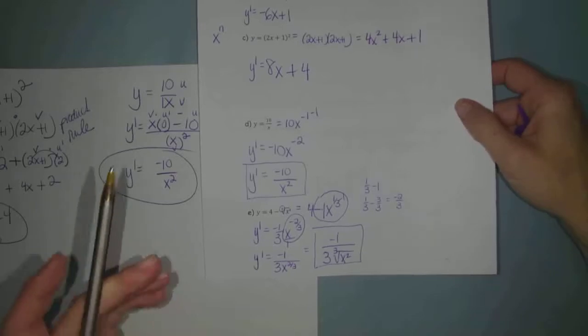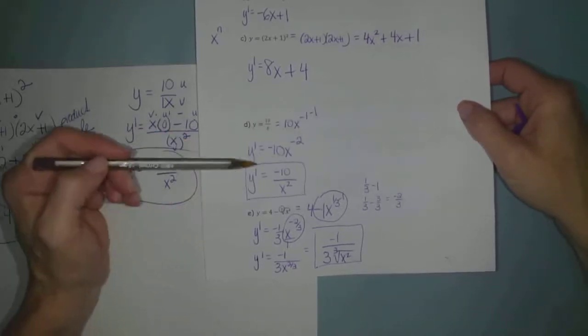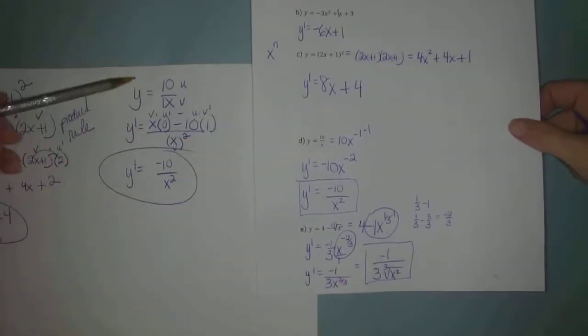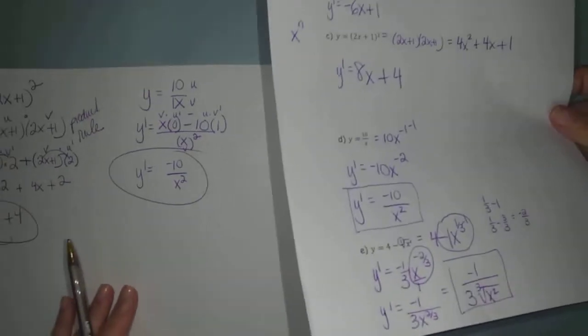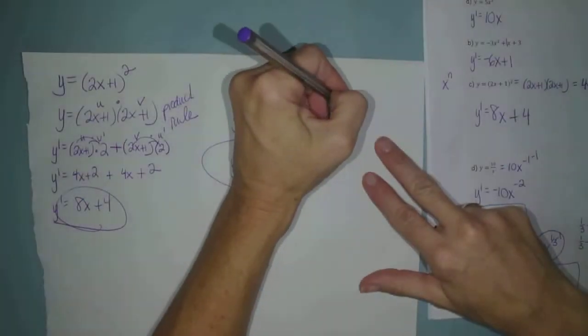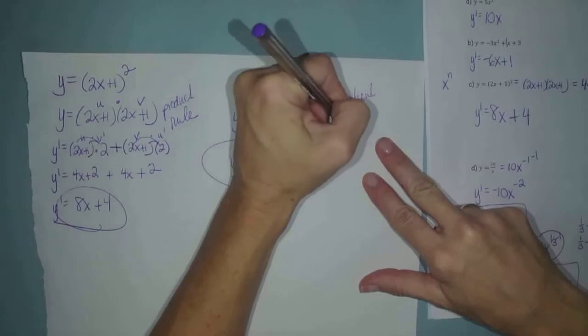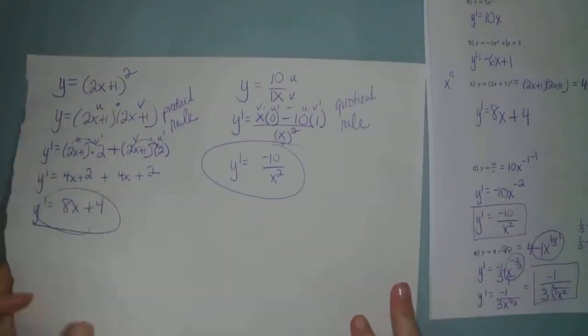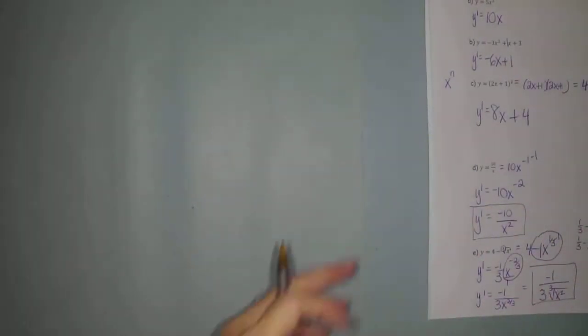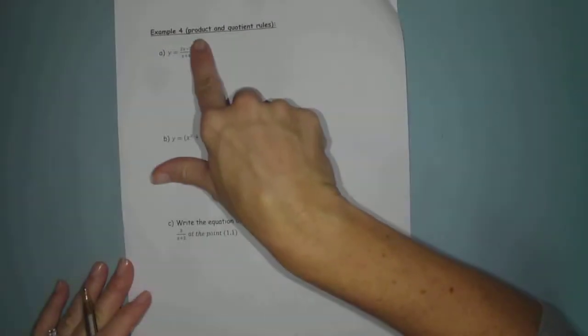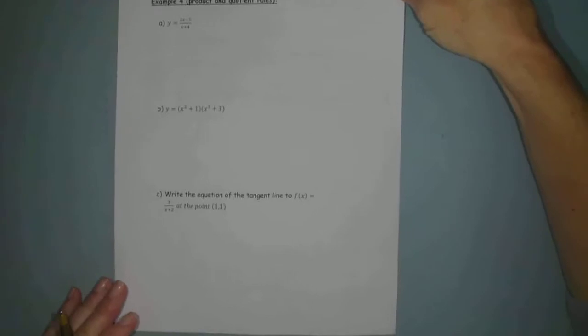But now we have alternatives. So sometimes it may strike you, hey, I'm just going to bring it up and use the power rule. Sometimes your brain might take you the quotient rule route. These are more rules to find derivatives faster. Okay, in the packet, we'll finish up the packet by using the product and quotient rules to do A, B, and C.